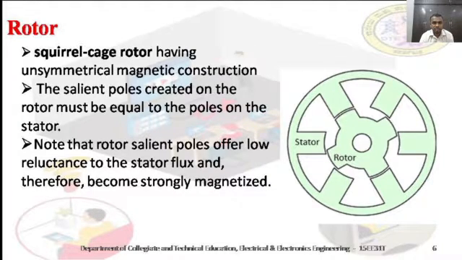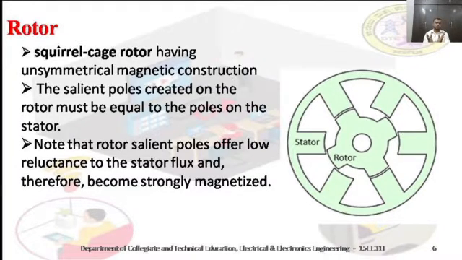The next one is the rotor part. Here we are using a squirrel cage rotor having unsymmetrical magnetic construction. The salient poles created on the rotor must be equal to the poles on the stator. Note that the rotor salient poles offer low reluctance to the stator flux and therefore become strongly magnetized.